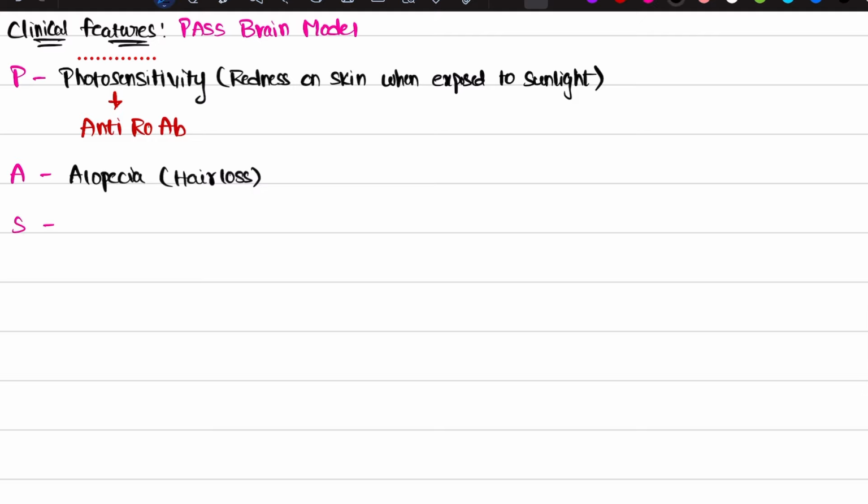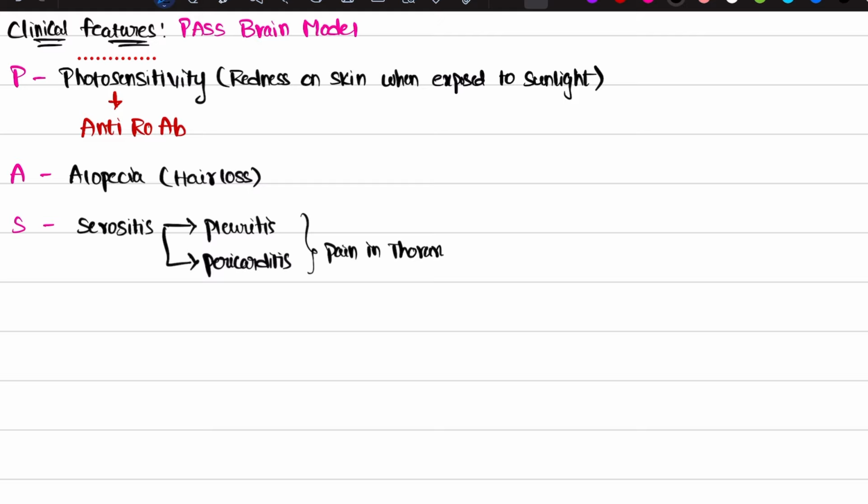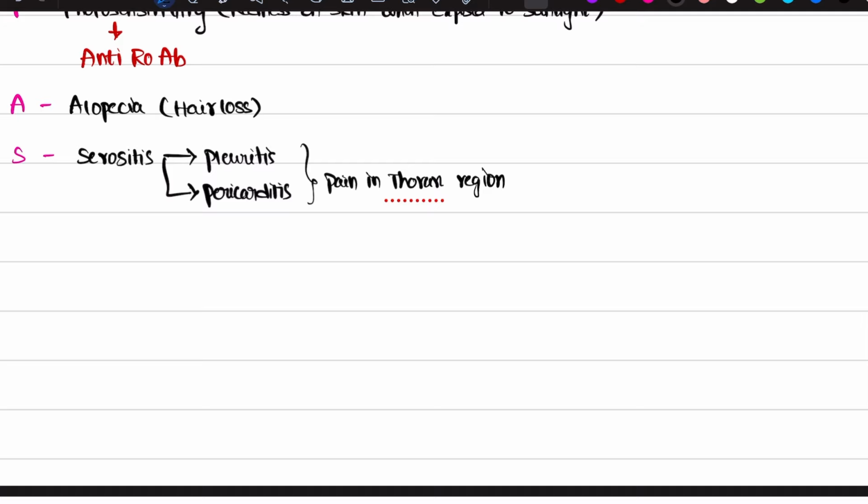That means serositis. Serositis means inflammation of a serosa. This serosa is present in the pleura, which is called pleuritis, and it is also present in the pericardium, which causes pericarditis. In both of these conditions, the patient complains of pain in the thorax region. So if a patient comes to the clinic and complains of pain in the thorax region, let's imagine it was caused by SLE.